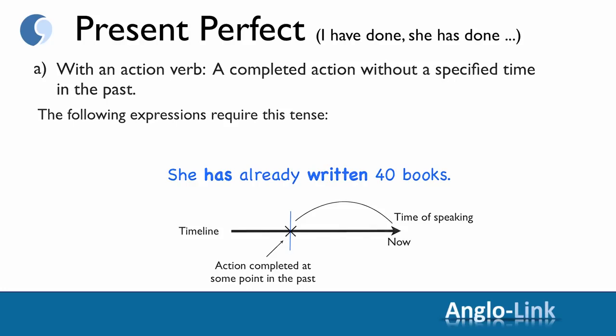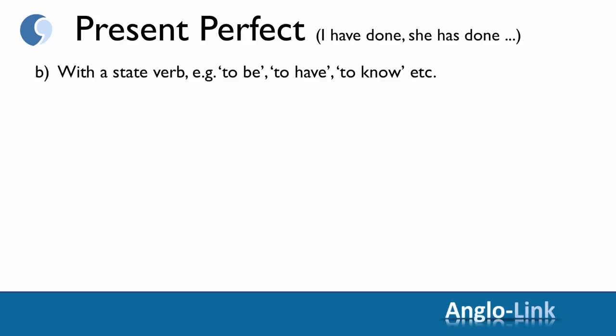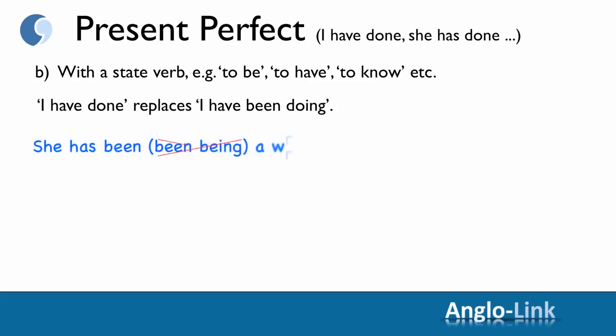Now, looking at the present perfect tense with state verbs, it's completely different. Remember that a state verb doesn't take a continuous tense. So, with the state verb, the present perfect has replaced the present perfect continuous. Which means that, with state verbs, the present perfect shows a state that continues from the past to the present. For example, she has been a writer for 15 years, because we can't say she has been being a writer for 15 years.